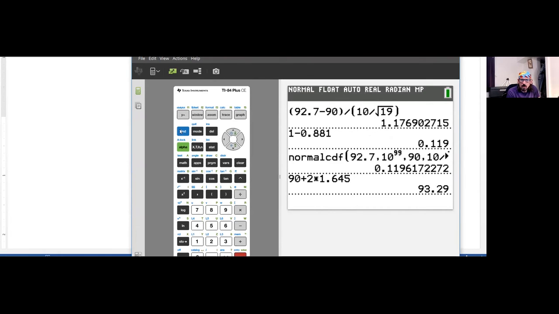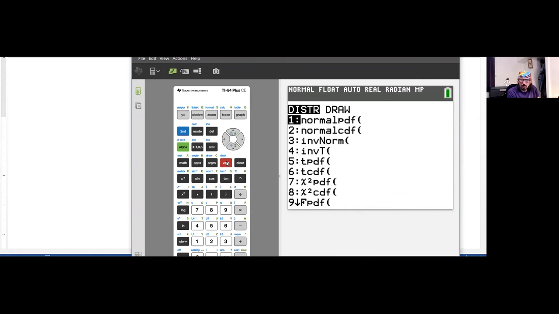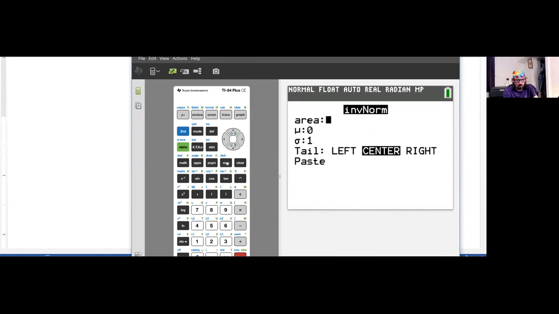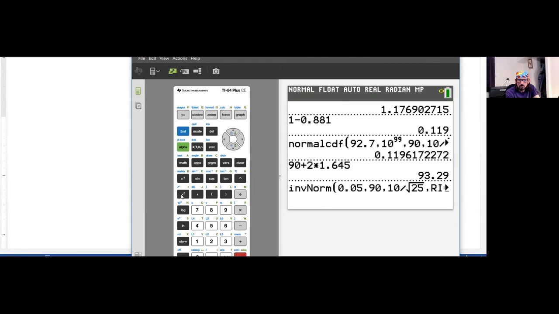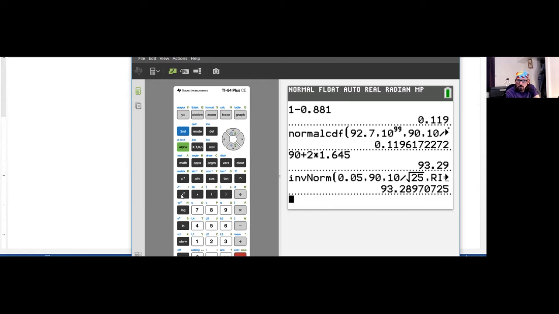Our other option, we could go to inverse normal, put in that 0.05 with a mean of 90, and sigma was 10 over the square root of 25. Going to the right. Now, when that's rounded to the hundredths place, that's going to be the same thing.